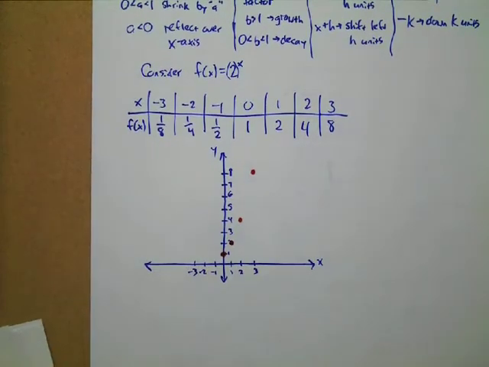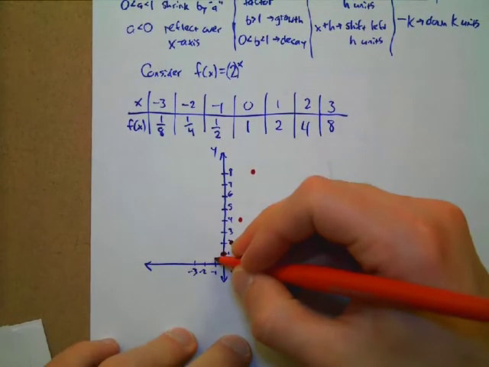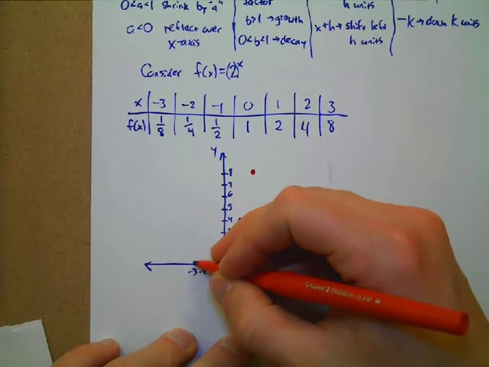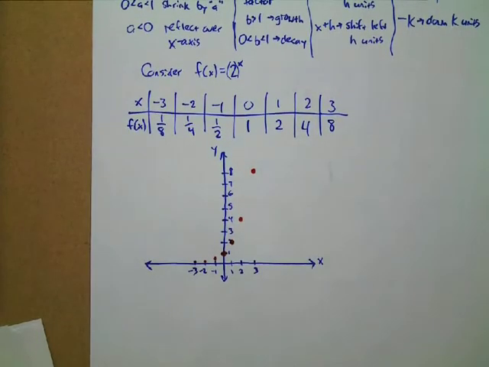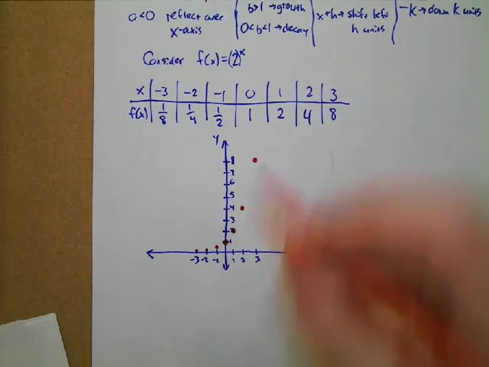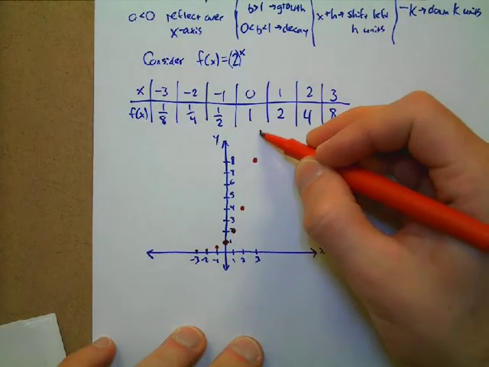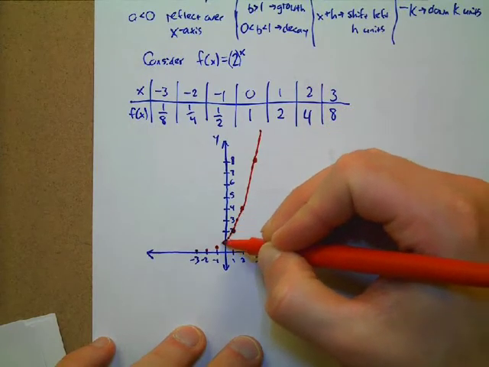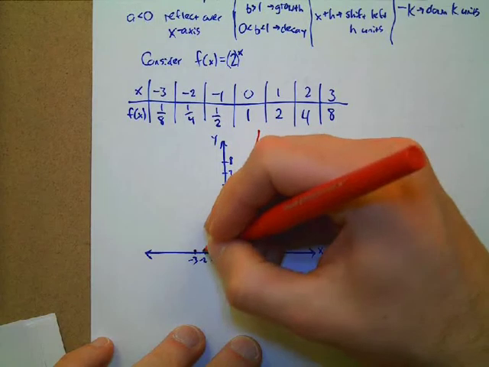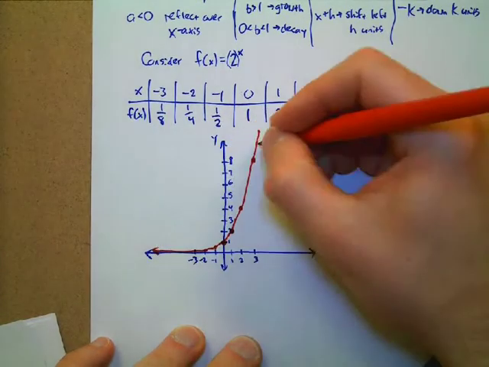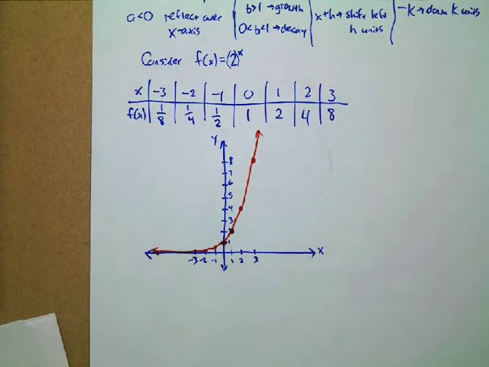Okay, and then 3, 8. Okay, and then negative 1/2, and this is where it gets a little tricky because you're kind of just making lower and lower numbers there. Okay, so there's our curve. So I will connect the dots here.